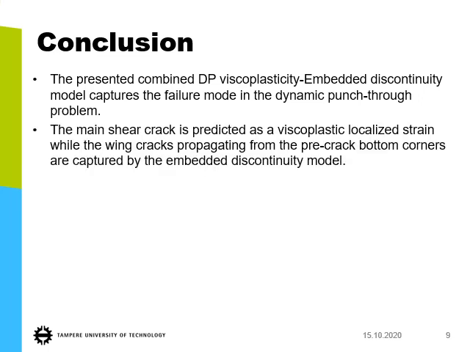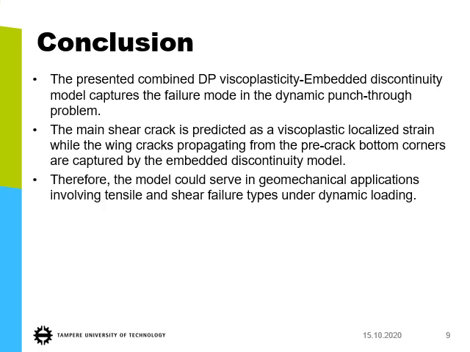The main shear crack is predicted, as mentioned, as the viscoplastic localized strain, while the wing cracks propagating from the pre-crack bottom corners are captured by the embedded discontinuity model. Therefore, the final conclusion is that the model could serve in geomechanical applications involving tensile and shear failures under dynamic loadings. Okay, thank you for your attention.